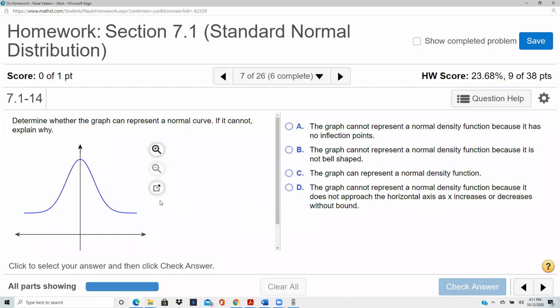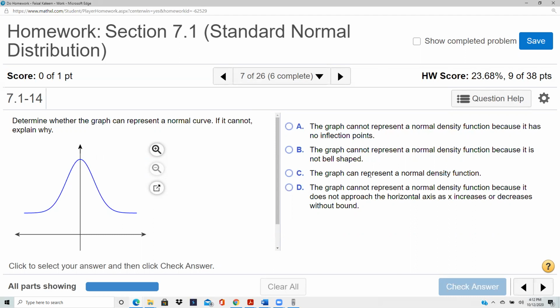Similarly, this is not a normal curve because it has to have the horizontal axis as the asymptote, whereas here the asymptote is quite a distance up from the x-axis. So let's see which one captures it. No inflection points has nothing to do with it. The graph cannot represent a normal density function because it's not bell-shaped? Well, actually it is bell-shaped, and yet it's not normal because of the reason I mentioned.